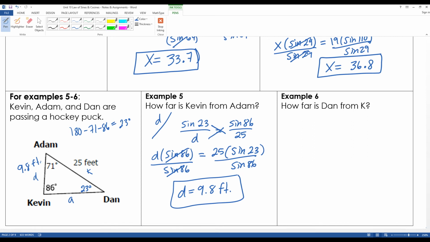So now example 6, we want Dan from K. Oh, it should be Kevin. Poor guy doesn't get his whole name written out. So let's see what we have here.